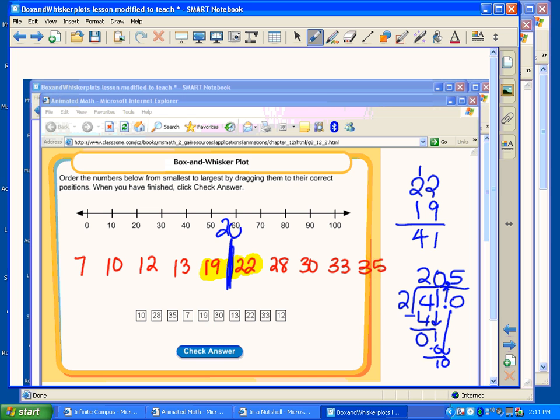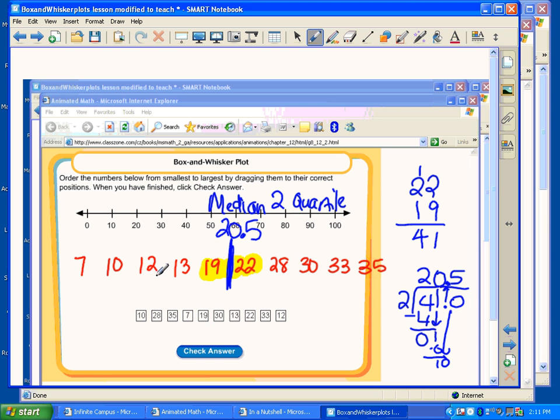So on that orange piece of paper, I want you to write 20.5. And then label it as median, second quartile. And you're going to place that orange piece of paper in between 19 and 22 in your list. So stick it in there. Now you should have your numbers spread out into two groups.